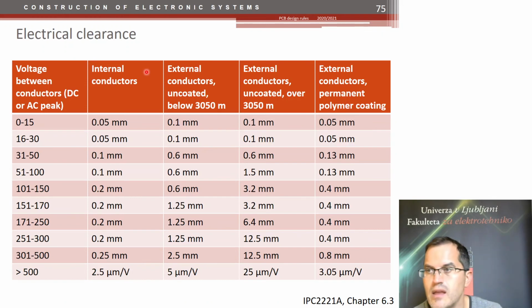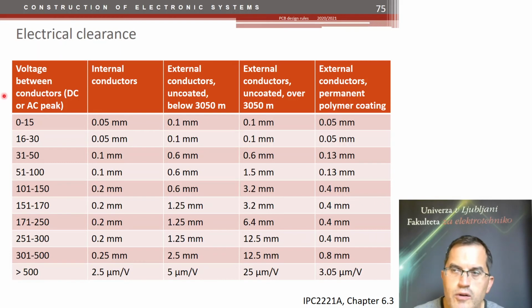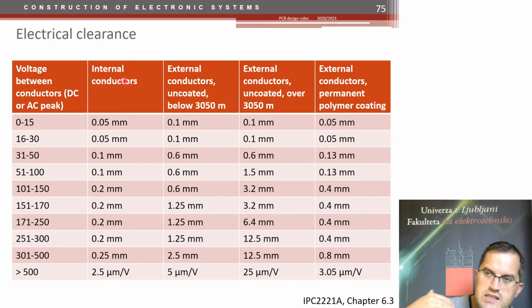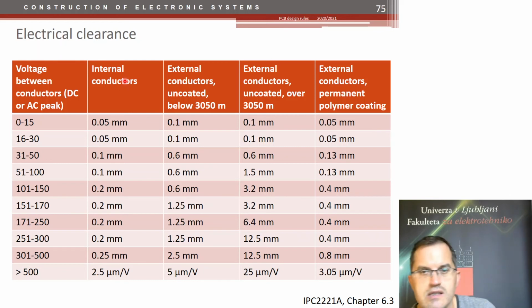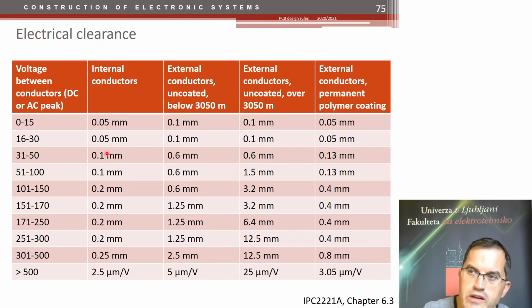So, electrically speaking, that clearance depends on the voltage, of course, but also on the type of the conductors. For internal conductors, so lines within the stack, inside layers, the surrounding is FR4, epoxy and glass fiber, and the breakdown voltage of that is quite high. So the distances are really, really low. Even if you're talking about 500 volts, it's still a quarter of a millimeter.